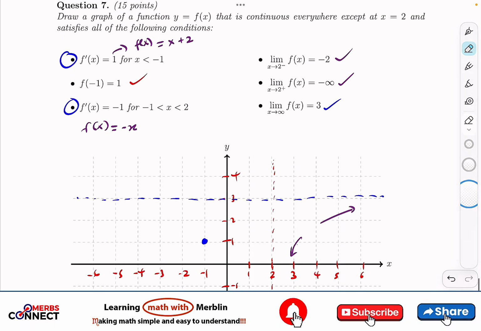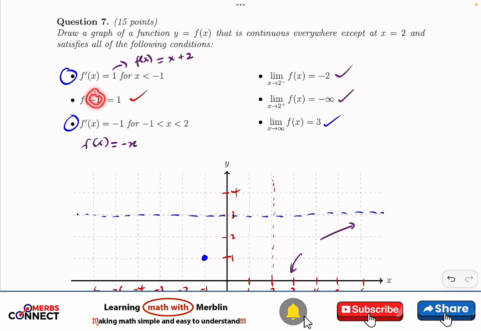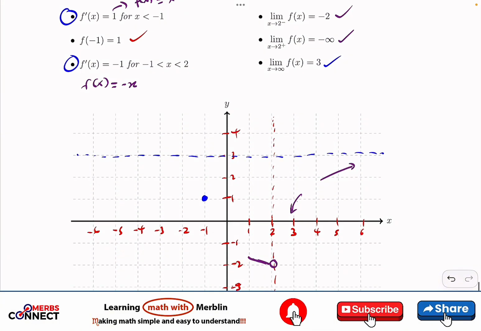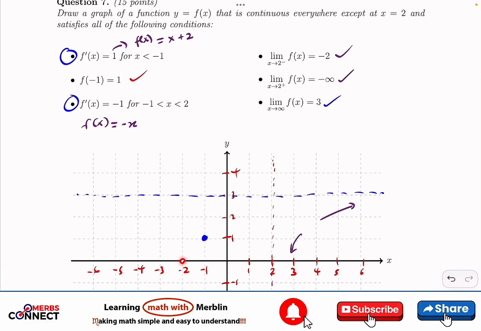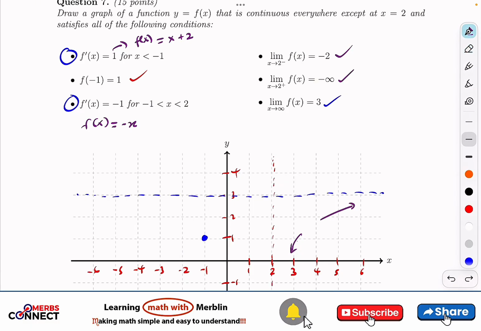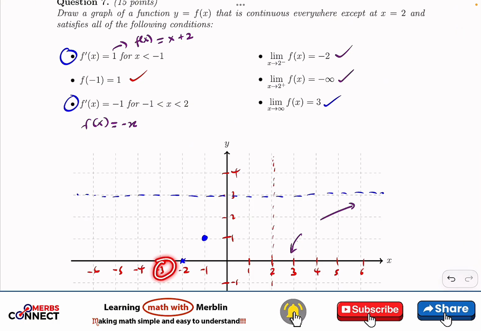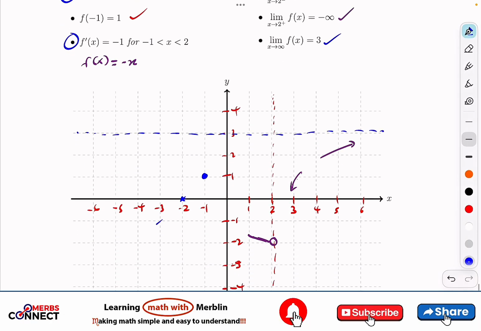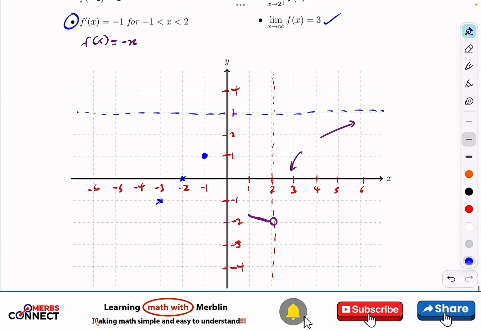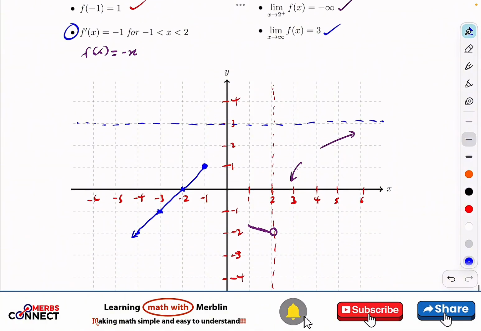When I plug in x equal to 1 here, I'm going to get 1, which is true. So this tells us there was a constant added to the function. Now when x is -2, we get 0. When x is -3, we get -1. Then when it's -4, we get -2, in that order. So the graph will be going down like this. Okay, I think that's right.